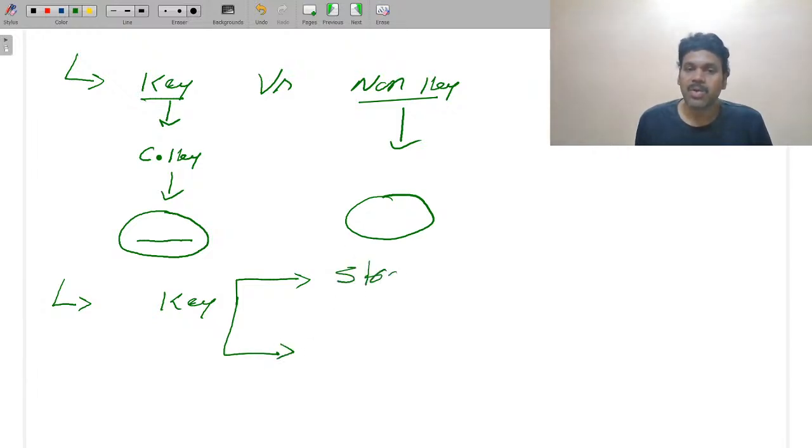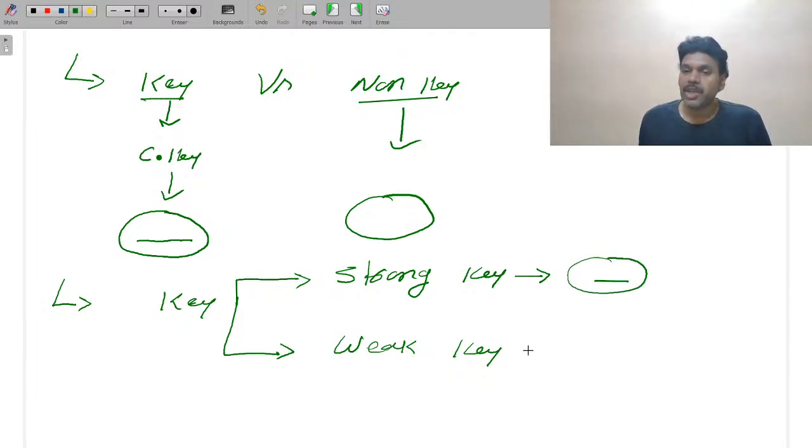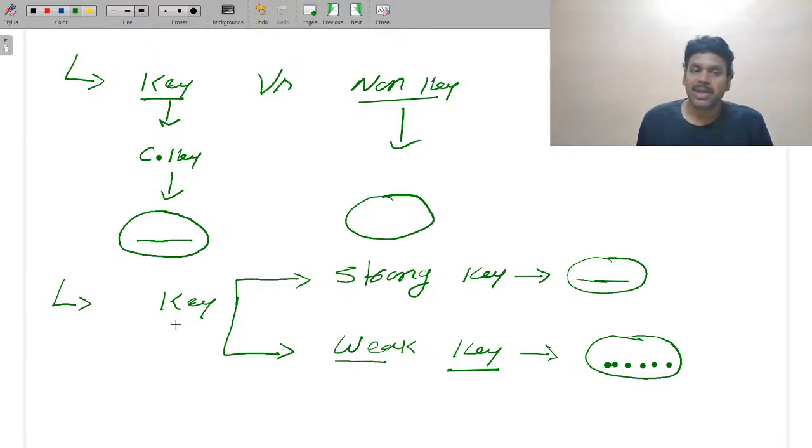And next, this key comes under two varieties. One is strong key and the other one is weak key. When you talk about a strong key, this is a strong key. When you talk about the weak key, I have an attribute, but I have a weak key with me, but that cannot be represented alone. Therefore, it is represented with a dotted underline. When there is a dotted underline, it is called weak. When it is a straight underline, it is called a strong key. So your key comes under two varieties, strong as well as weak.